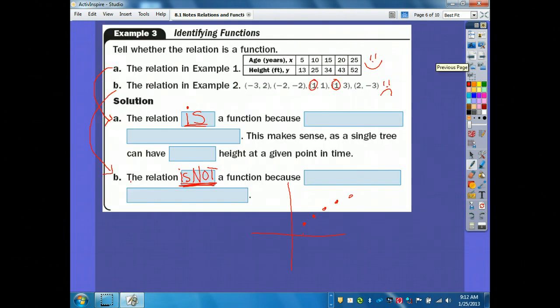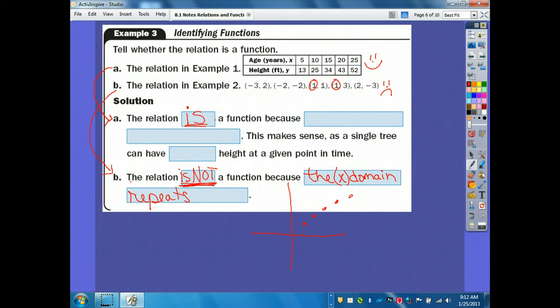So now we know the relation is not a function because the what? What happens here? The x or the domain repeats. So how about this one? The relation is a function because what?